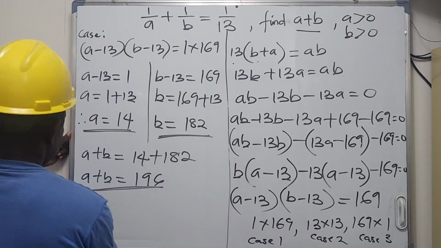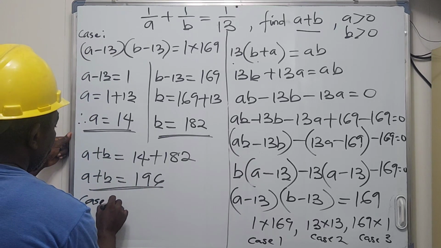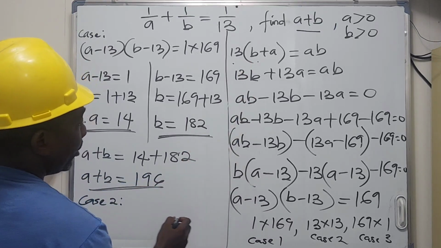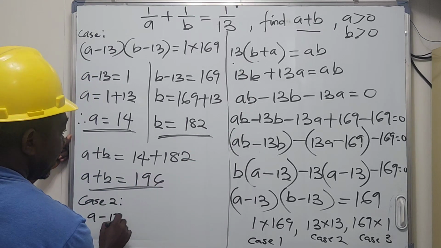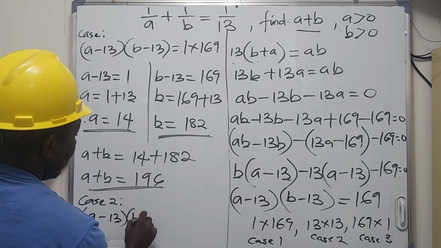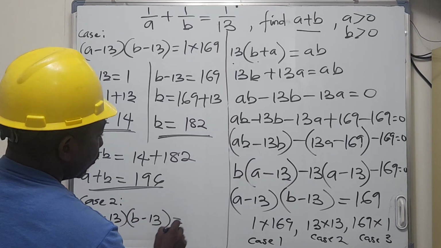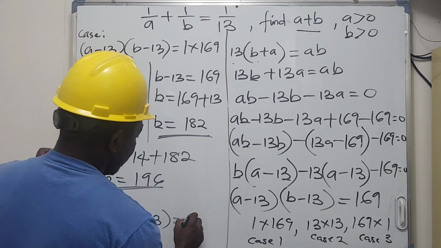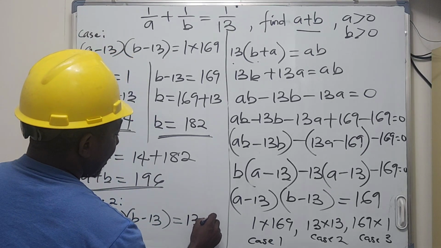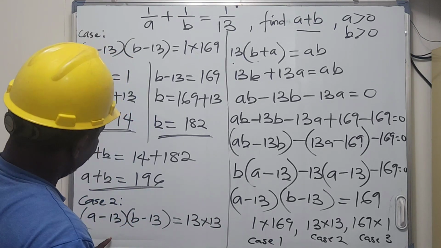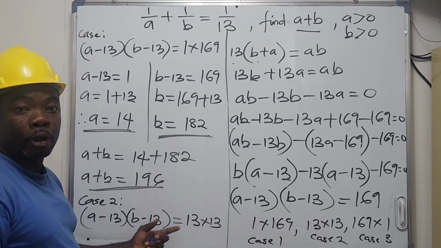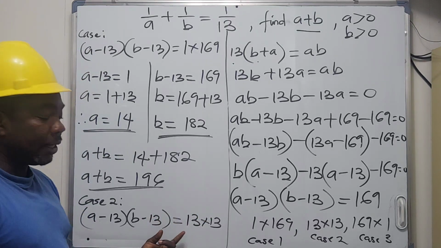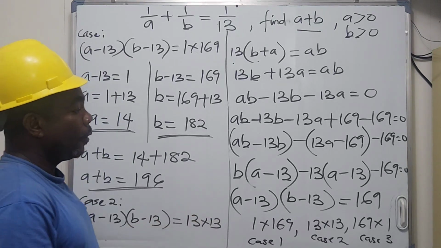So the second case, where we have case 2, our equation still remains a minus 13 into b minus 13 equals, for case 2, 13 times 13. So here it will become 13 times 13. We have two parentheses here. The first one will be equal to 13, and the second one will be equal to 13.